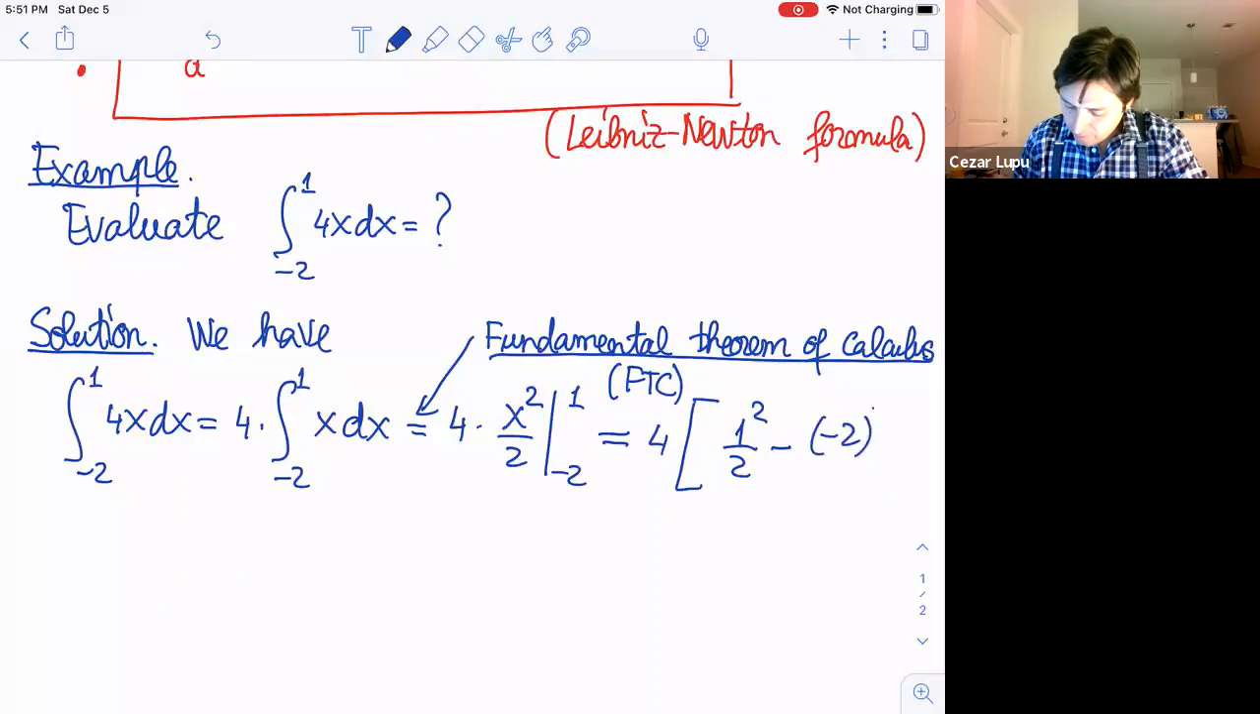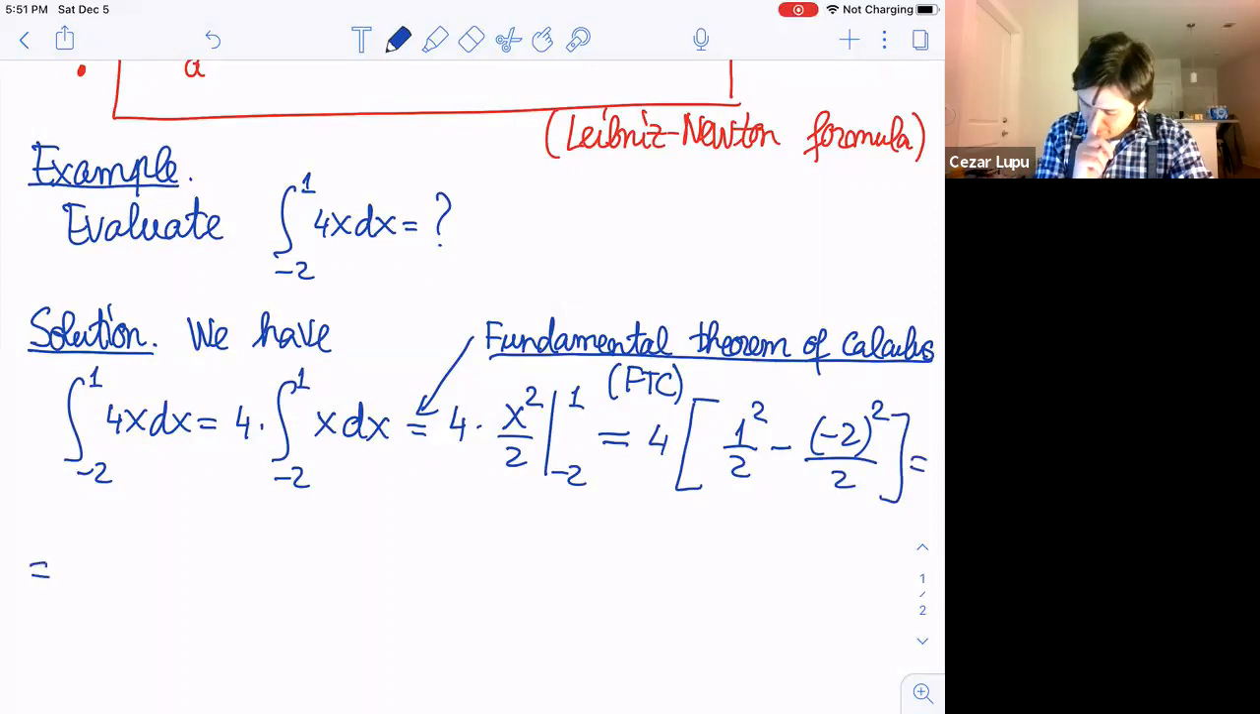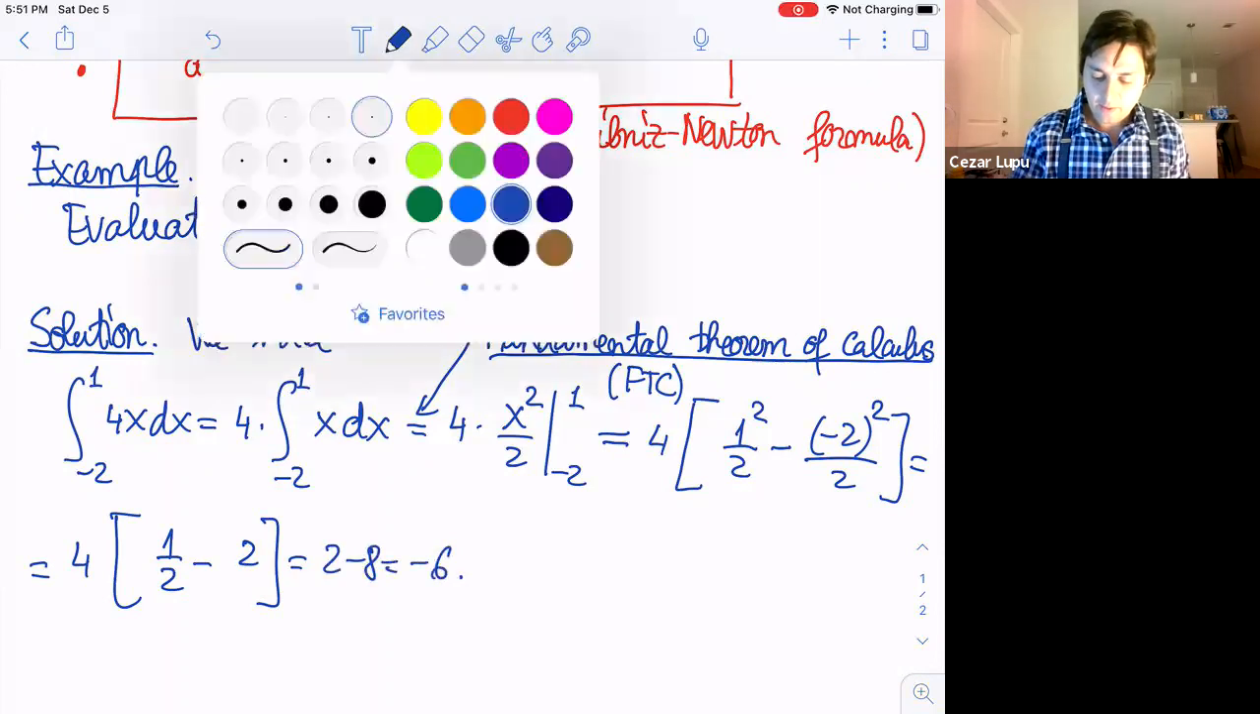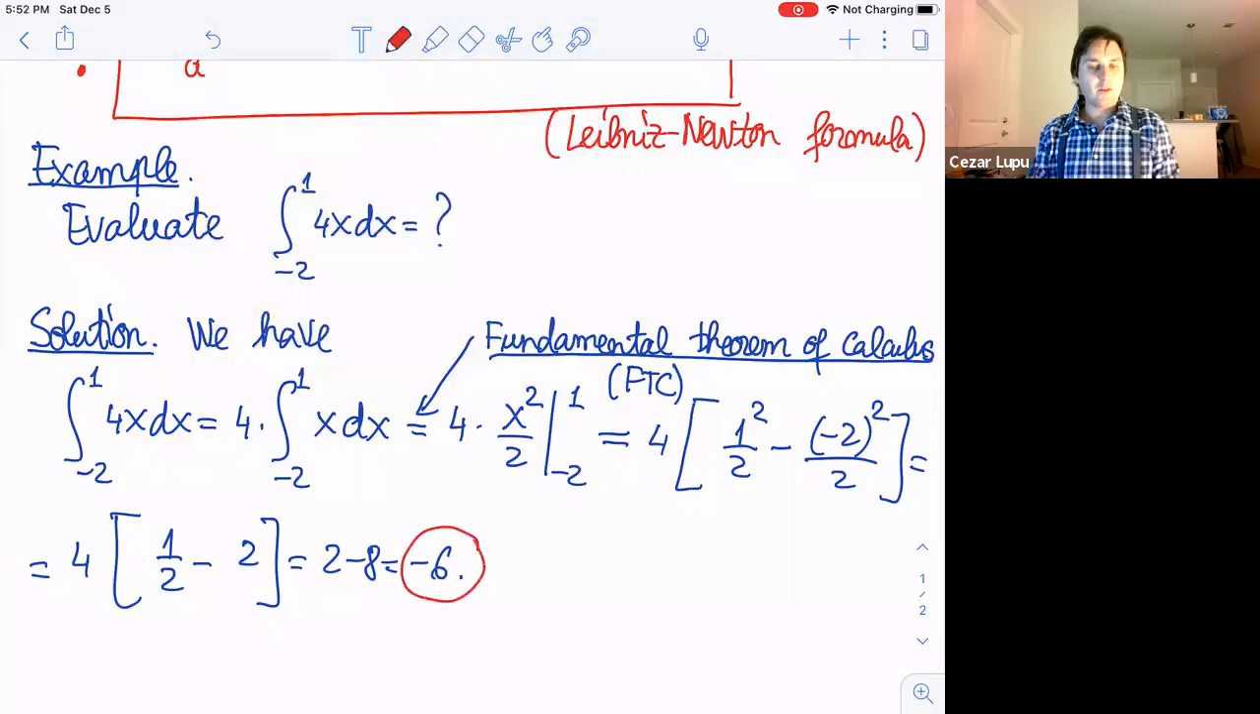-2 squared over 2. And this would be equal to, at the end, we'll have 4 times 1/2 minus 4 over 2, which is 2. And this would be 2 minus 8, which is -6. Okay, so that's exactly the answer that we got. You see, there is a very simple way of computing integrals, right?